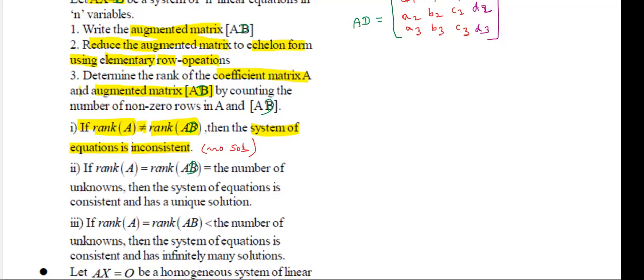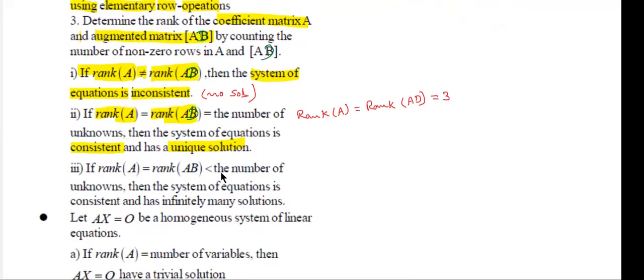Next, rank of A is equal to rank of AD. That means I will write here: rank of A is equal to rank of AD. Both the ranks are equal, and that is equal to 3. Then we will say that the system is consistent and it has a unique solution.